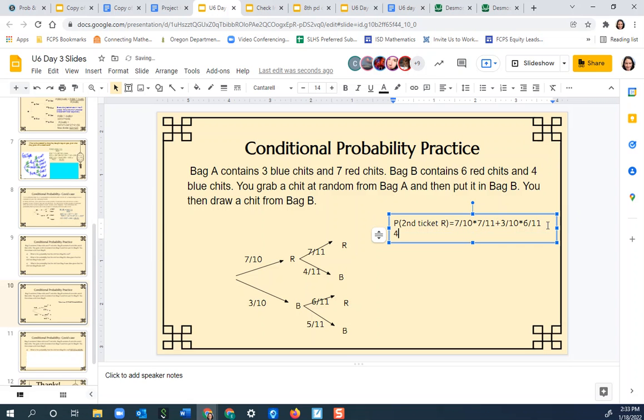So I have 49 out of 110 plus 18 out of 110 equals 67 out of 110. All right, questions?